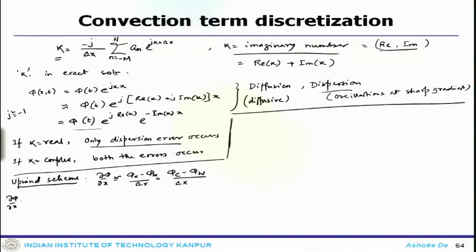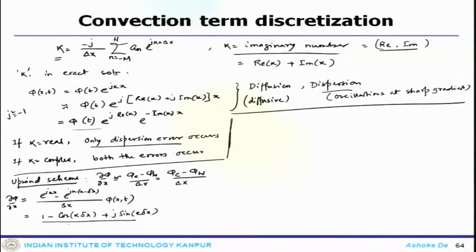So, one can write that as e to the power jkx minus e to the power jk(x minus delta x), divided by delta x, phi(x,t), which will get you back 1 minus cos(k delta x) plus j sin(k delta x), divided by delta x, phi(x,t).